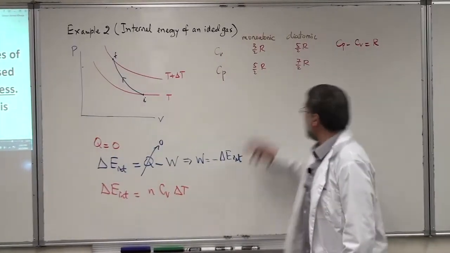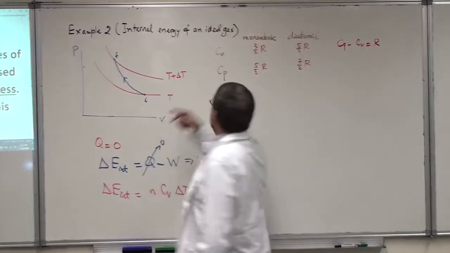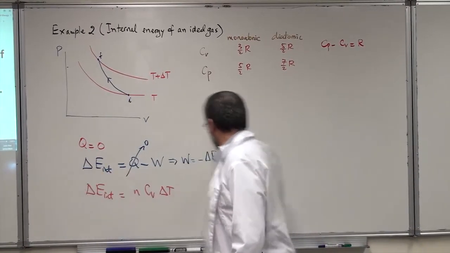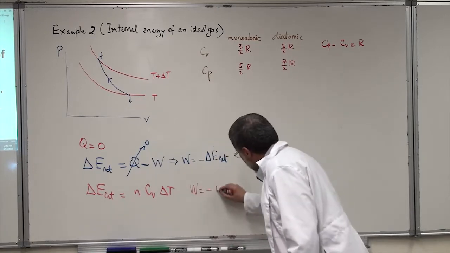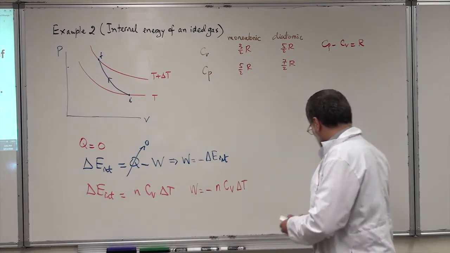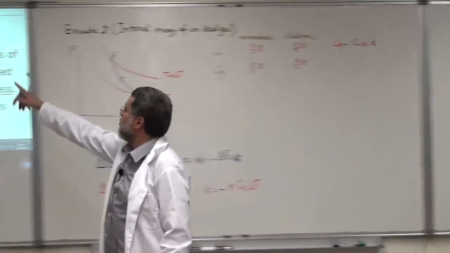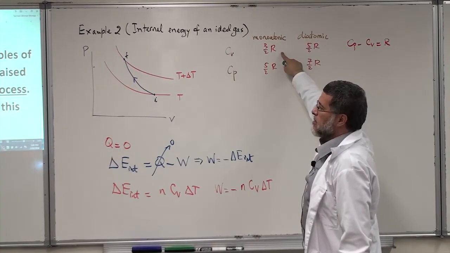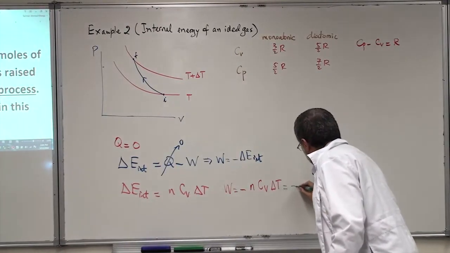Now CV depends on whether it is a monatomic or diatomic gas. We look at the problem: it says monatomic gas, which means CV is 3 over 2 R. So the work in this case will be minus N CV delta T because it is minus delta internal energy. The number of moles is given, 5 moles. CV is 3 over 2 R because this is a monatomic gas, and delta T is 25 Kelvin. So this is equal to minus, the minus sign.